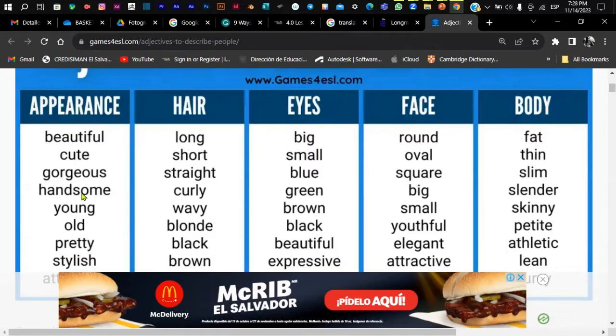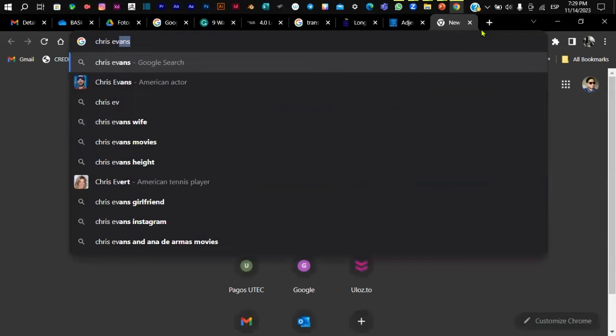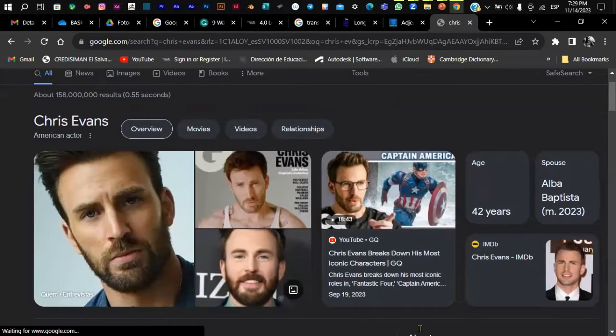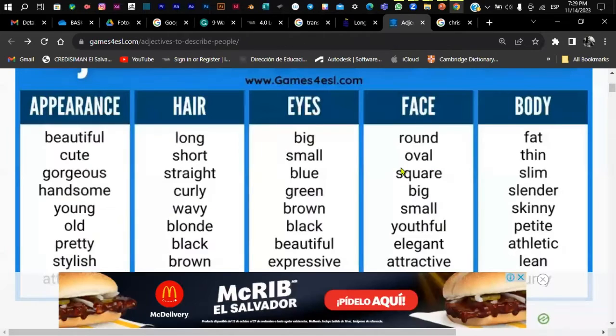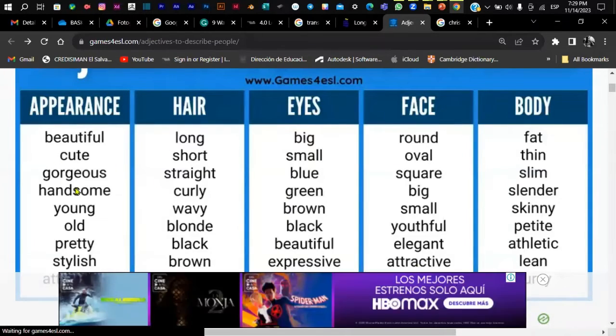Handsome. Okay. Is Chris Evans handsome? Do you know Chris Evans? No? Chris Evans, the actor. Yes. Is he handsome? Yes. Okay, he is Chris Evans. Okay, American. The Mr. America? No? Señor America, kinda. Okay. Next. Young. Old.